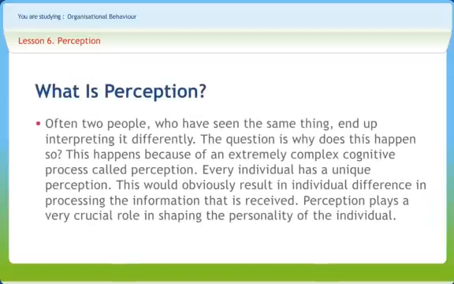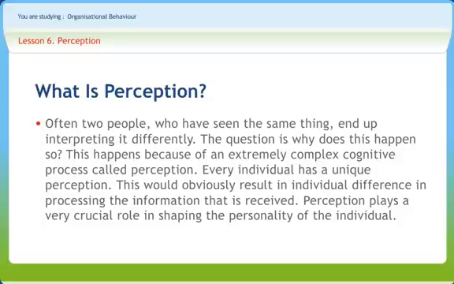Often, two people who have seen the same thing end up interpreting it differently. The question is, why does this happen? This happens because of an extremely complex cognitive process called perception. This would obviously result in individual difference in processing the information that is received. Perception plays a very crucial role in shaping the personality of an individual.